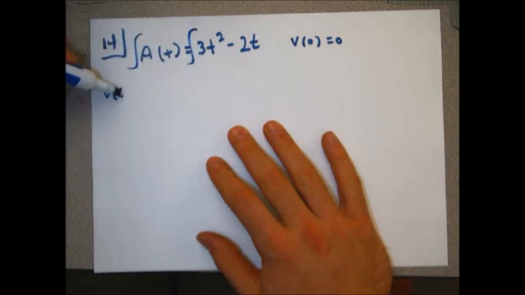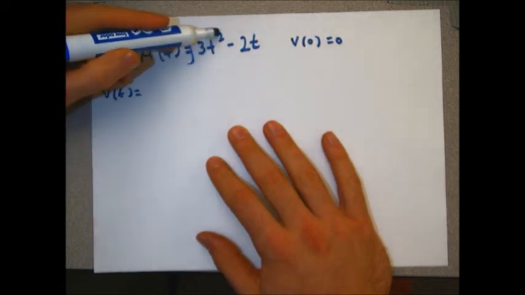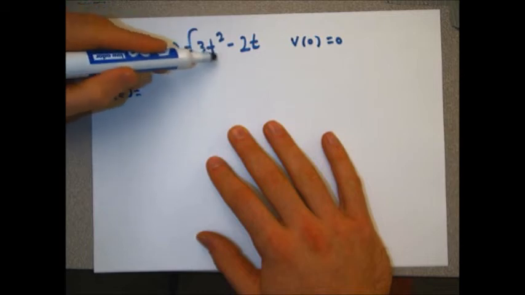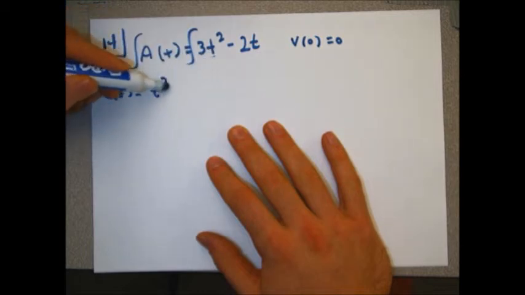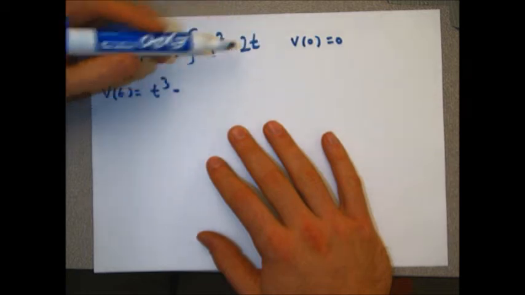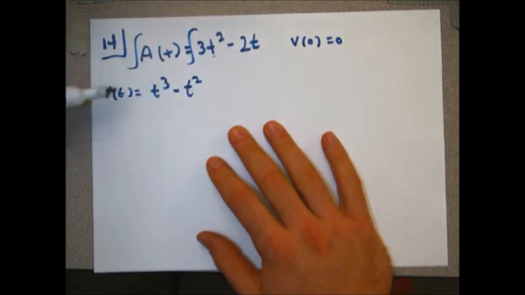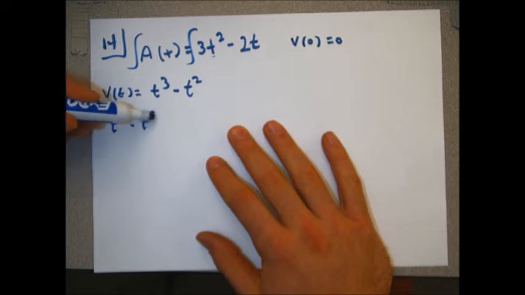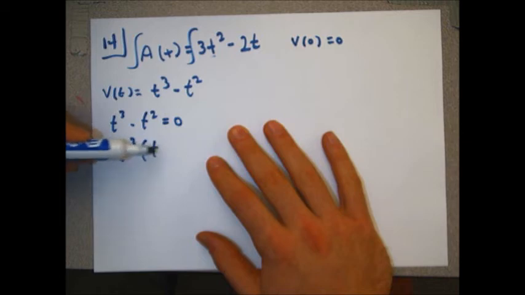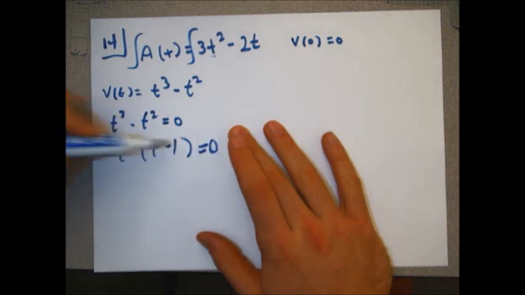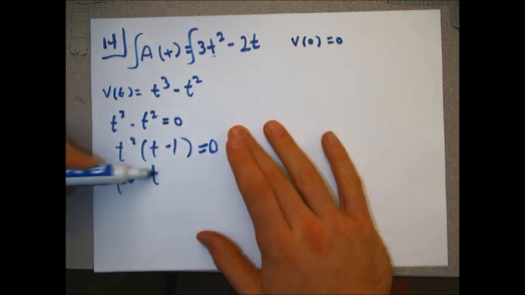So velocity would be equal to, add 1 to that, and you got 3 over 3. So 3 over 3 gives you t to the third, minus 2t squared over 2 is t squared. So now that I have velocity, I want to set it equal to 0. So t to the third minus t squared is equal to 0. Factor out a t squared, and you're left with t minus 1, giving you t is equal to 0 and t is equal to 1.